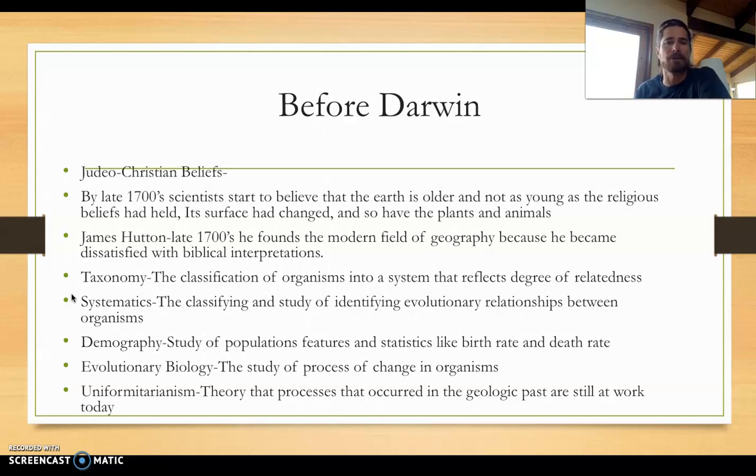By the late 1700s, though, scientists start to believe that the earth is older, just from hunting around and looking at plants and animals. James Hutton in the late 1700s founds the modern field of geology because he's dissatisfied with the biblical interpretations.